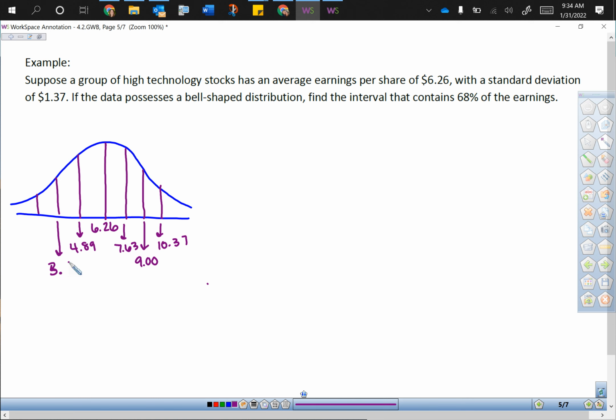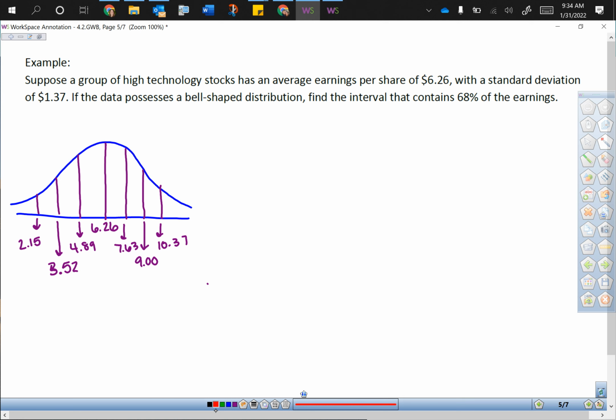353? No, 352. And then we're going to subtract it one more time, and what do we get? 215. So that's what an empirical rule would look like for this problem. The mean is in the middle, and then the standard deviation. So I want you to think about what that means in relation to this problem.